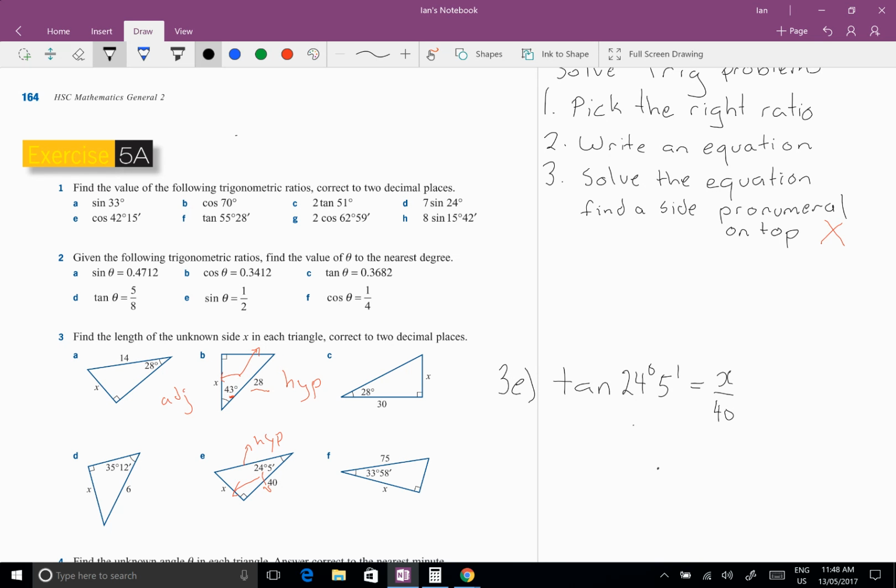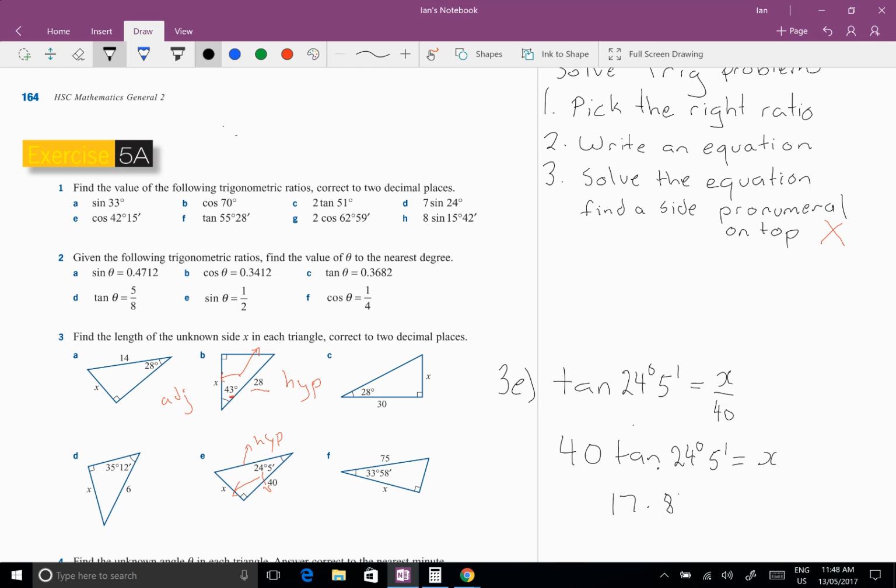Well, so I've got the same situation. I have a pronumeral on top, a pronumeral in the numerator. Well, I just multiply that 40 across. 40 tan 24 degrees and 5 minutes. I type that into my calculator, 40 tan 24. I press the degrees, minutes, seconds button. Up comes a little degree sign. Then I press 5 and I press it again. And you get another degree sign, but don't let that worry you. That's fine. Press equals.